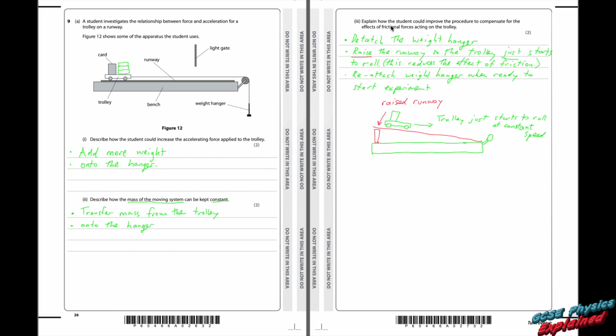Part 3. Explain how the student could improve the procedure to compensate for the effects of frictional forces acting on the trolley. What you want to do is detach the weight hanger, raise the runway so the trolley just starts to roll, because this will reduce the effect of friction trying to stop the trolley from rolling, and then obviously reattach the weight hanger when you're ready to start the experiment. And I've done a little picture there.